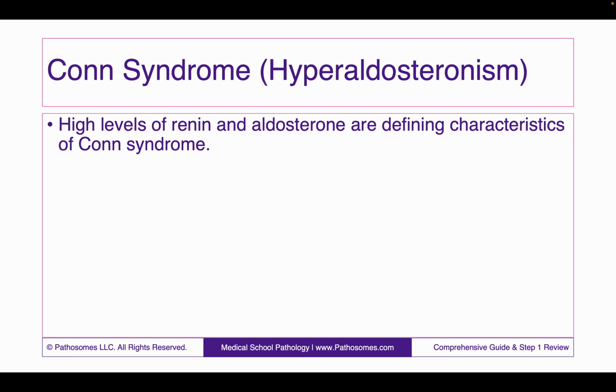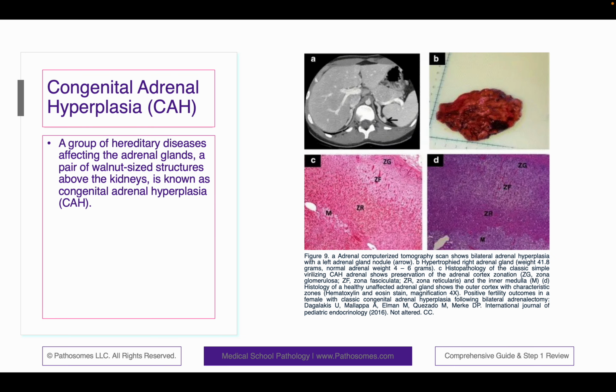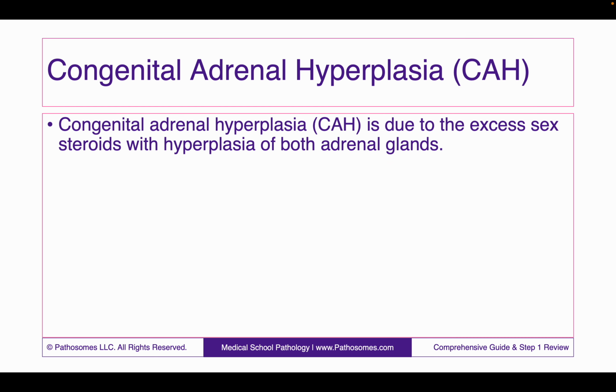High levels of renin and aldosterone are defining characteristics of Conn syndrome. Now, this is important. Congenital adrenal hyperplasia, a group of hereditary diseases affecting the adrenal glands, which are a pair of walnut-sized structures above the kidneys, is known as congenital adrenal hyperplasia. Congenital adrenal hyperplasia is due to the excess sex steroids with hyperplasia of both adrenal glands.